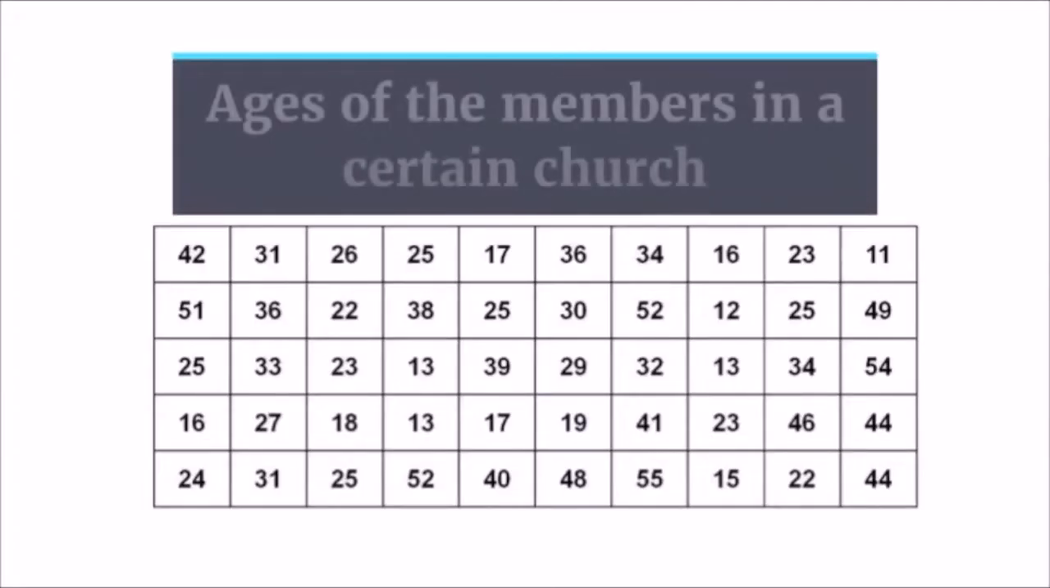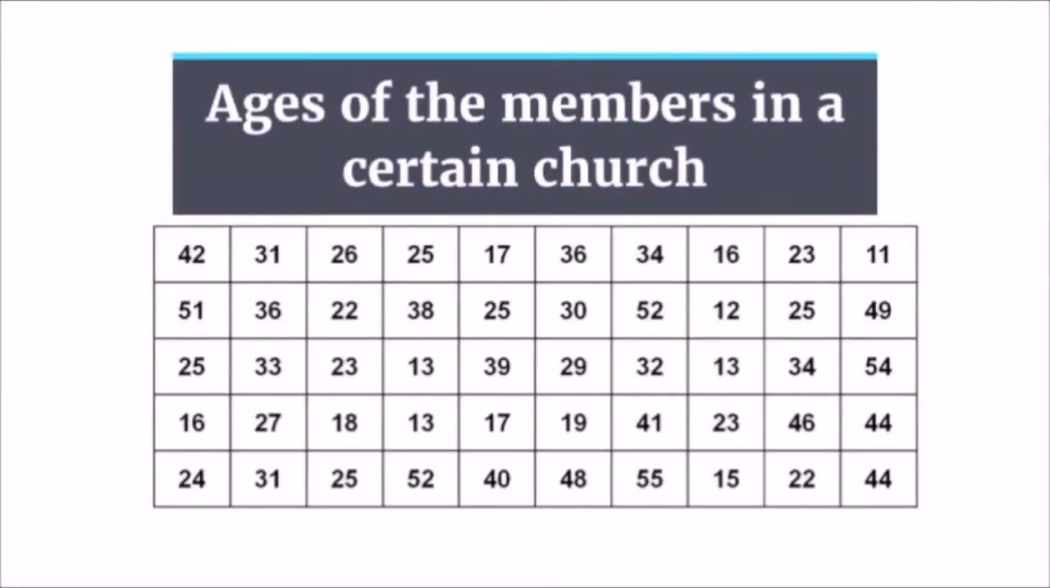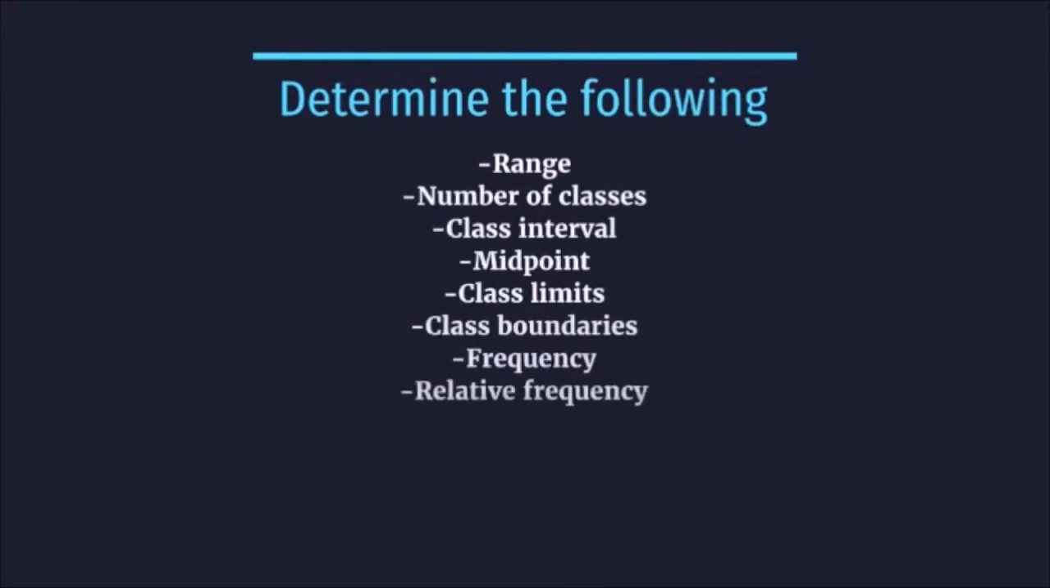The following data represents the ages of the members in a certain church. Construct a frequency distribution and determine the following: range, number of classes, class interval, midpoint, class limits, class boundaries, frequency, relative frequency, percentage, and the cumulative frequency.